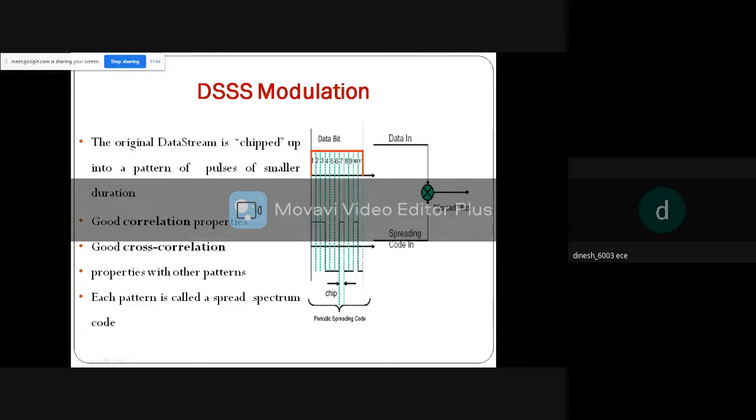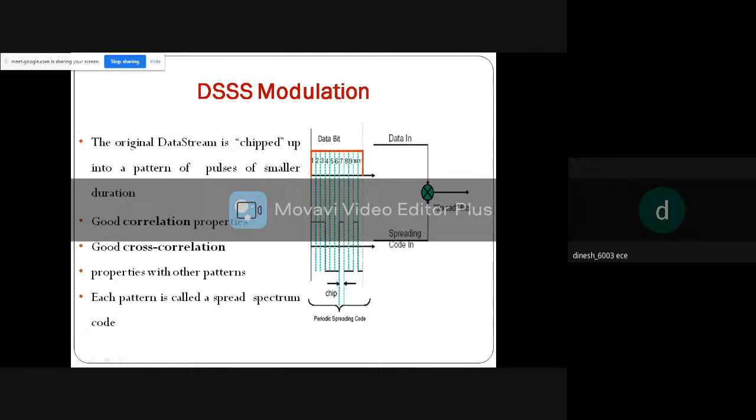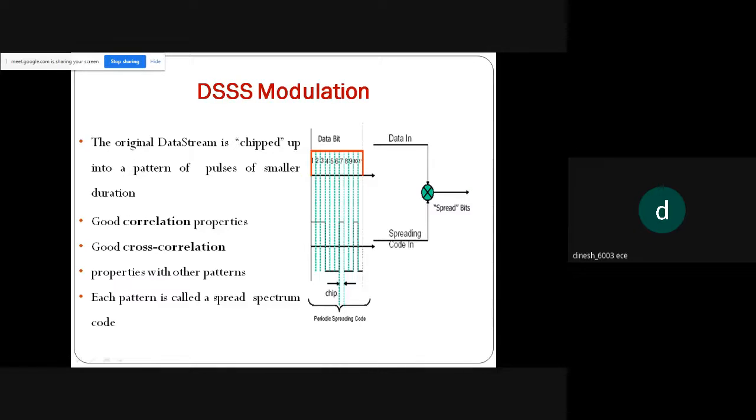So this is your DSSS modulation, direct sequence spread spectrum, and how it goes on. Original data is chipped to a pattern of pulses of smaller duration: 1, 2, 3, 4, 5, 6, 7, 8, 9, 10, 11, 12, and it goes on. The good correlation properties will correlate them, and it will be transformed into a chip with the properties of other patterns. Each pattern is called a spread spectrum code, which is obtained from pseudo-noise PN sequences.